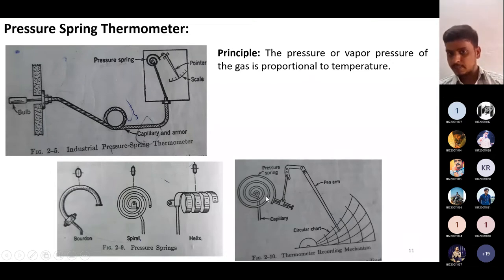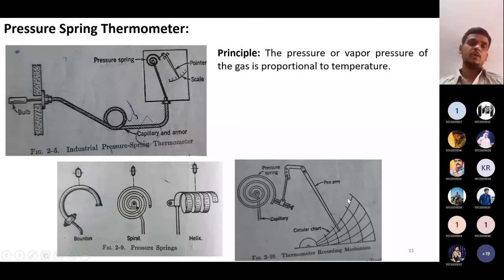Usually this will be looking like this. So this pressure spring will be connected to the pointer, usually using some connector or some link, and this pointer we can also call a pen arm. And usually the circular chart or the calibrated chart will be there, that is called the scale. On the scale, this particular pointer will be operating to and fro, so that we can determine the temperature.